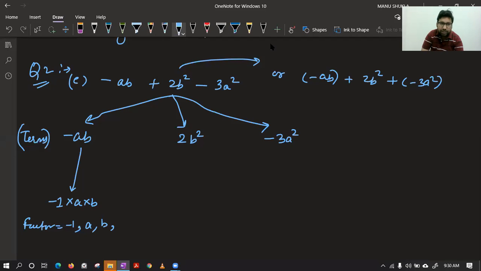So similarly, I can break this 2b square also. Class, I can write it has come from 2 into b into b. If you try to understand, 2b square came from 2 into b.